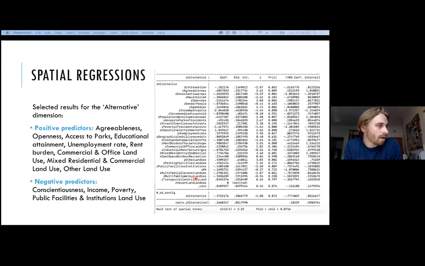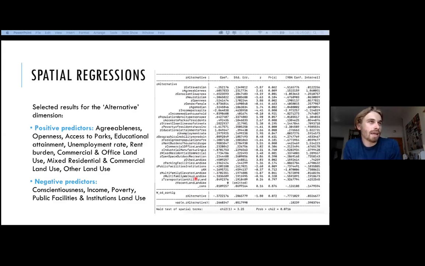And what this demonstrates for the alternative dimension, which is particularly interesting if we think about how that's conceptualized in terms of creativity in different neighborhoods, is that we have positive predictors such as educational attainment, but alongside unemployment rate. And similarly, we have negative predictors, income, but also poverty. So these aren't necessarily wealthy areas, but neither are they under the poverty line.